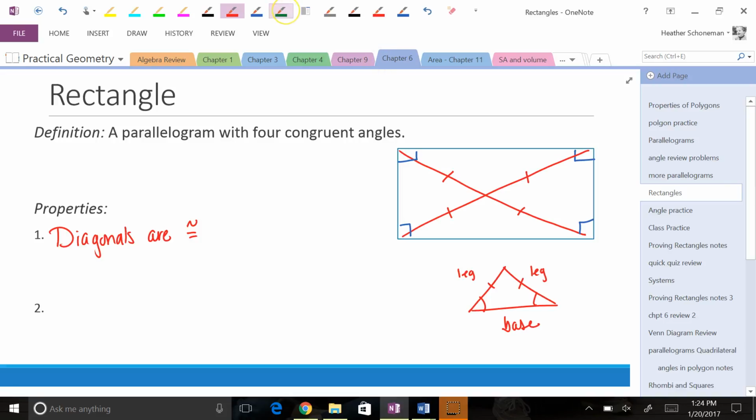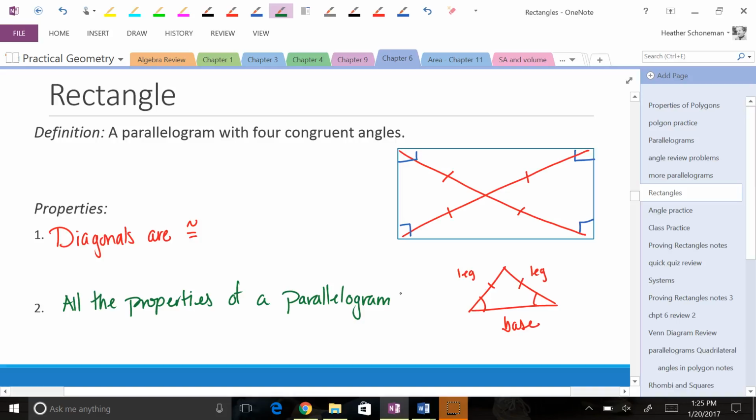The other thing that we're going to write for properties is all the properties of a parallelogram. So everything that we learned last class also applies to a rectangle. So opposite sides are parallel, opposite sides are congruent, opposite angles are congruent, consecutive sides are supplementary, and diagonals bisect each other. All of that applies to a rectangle. Those are all listed on the top of your worksheet, so you should be okay.